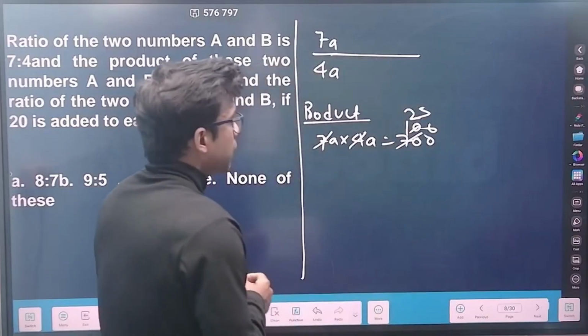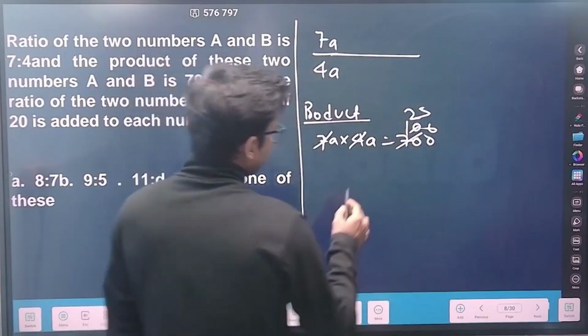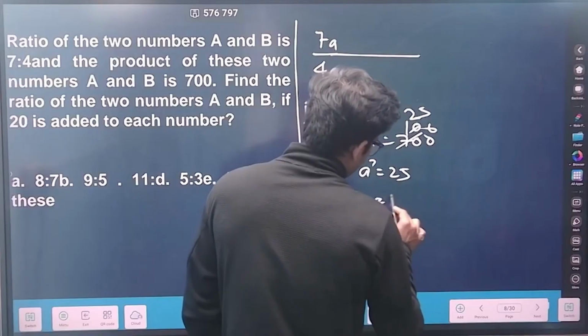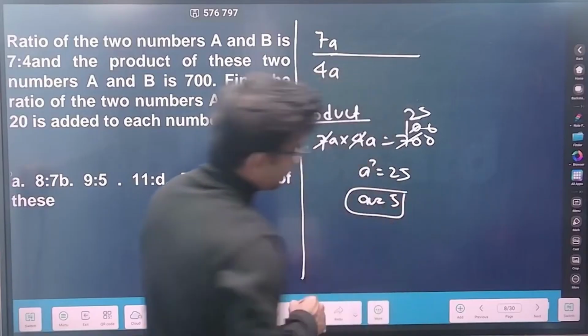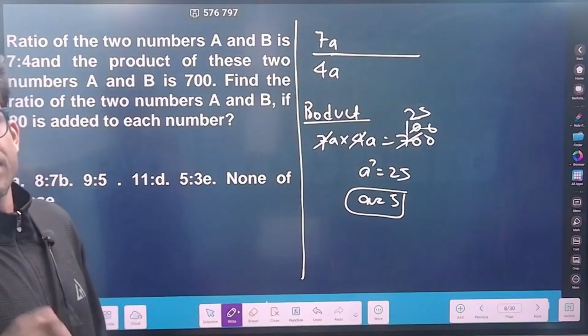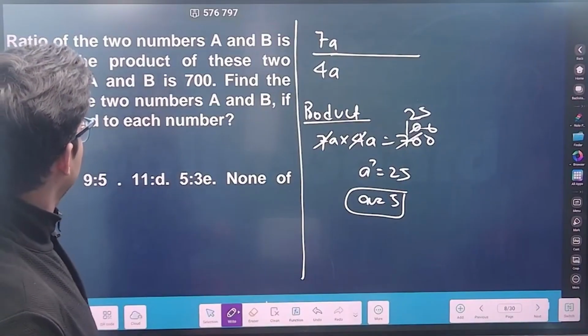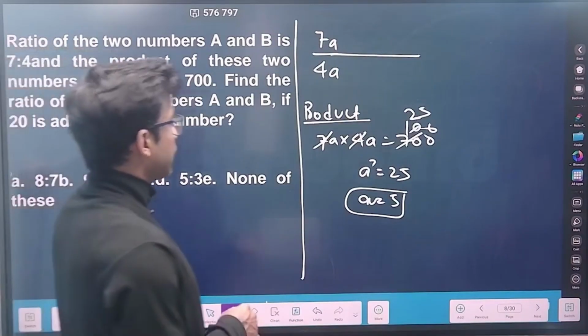25 times. So can I say that A square is equal to 25? So from here the value of A would be 5. Is this clear? The value of A is 5. That must be clear to us. Now find the ratio of the two numbers A and B if 20 is added. So you are adding now 20.